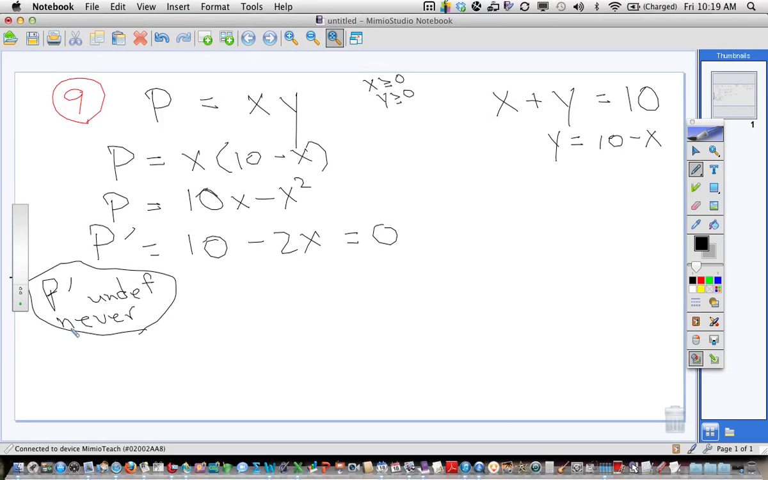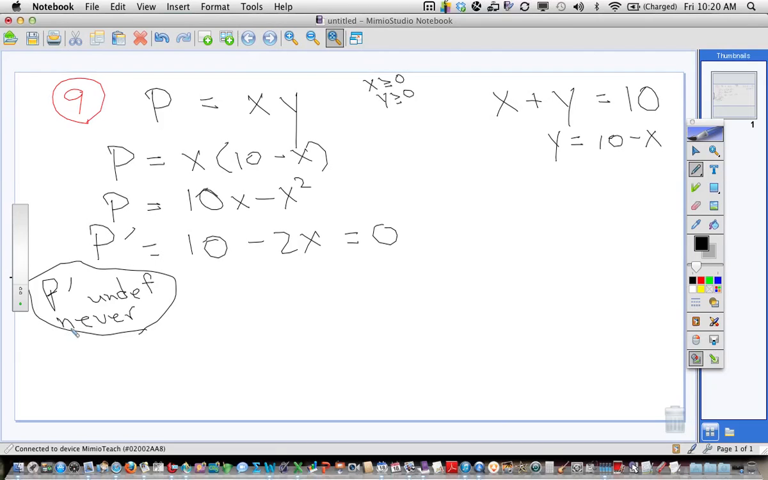Step 1 is identify what we're trying to maximize or minimize. In number 4, they wanted us to find the minimum distance from that point to that line. Step 2 is write an equation for the thing you're trying to minimize or maximize. So step 2 in that problem was write an equation for distance. I needed the distance formula, so that's why we did a distance formula.